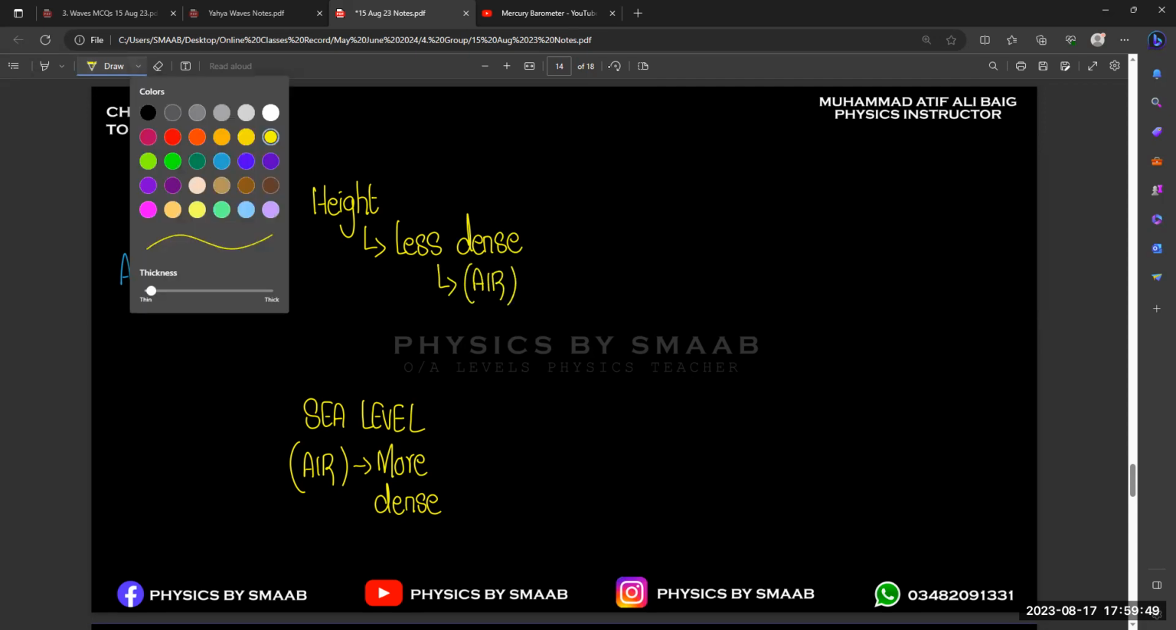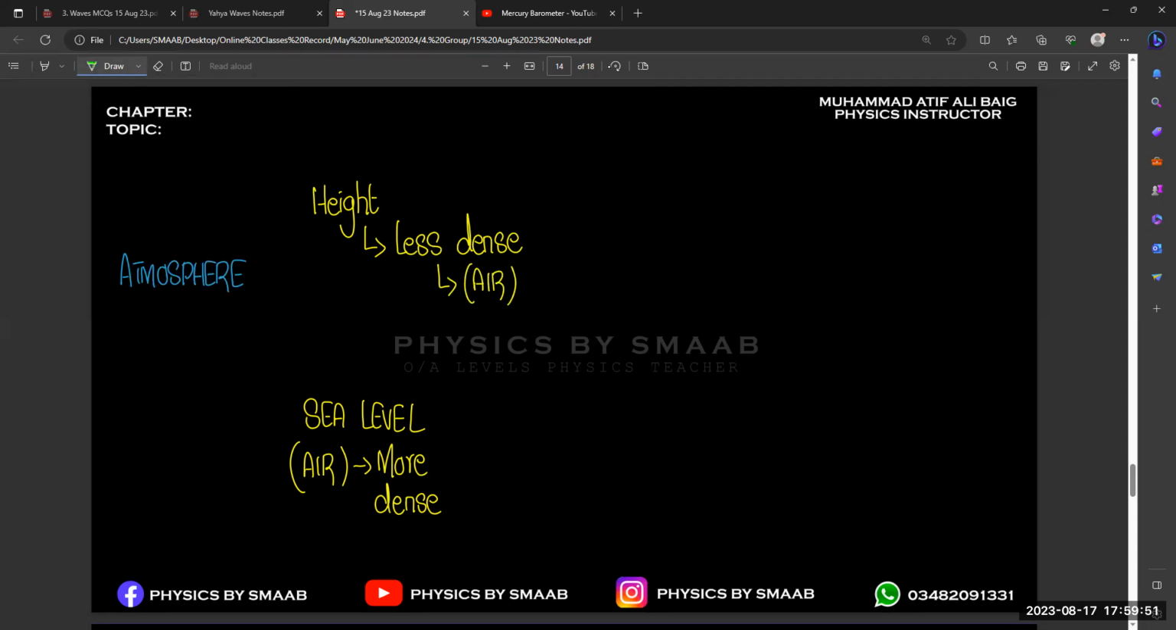The last thing we need to discuss about height is that at height there will be low atmospheric pressure. High atmospheric pressure.